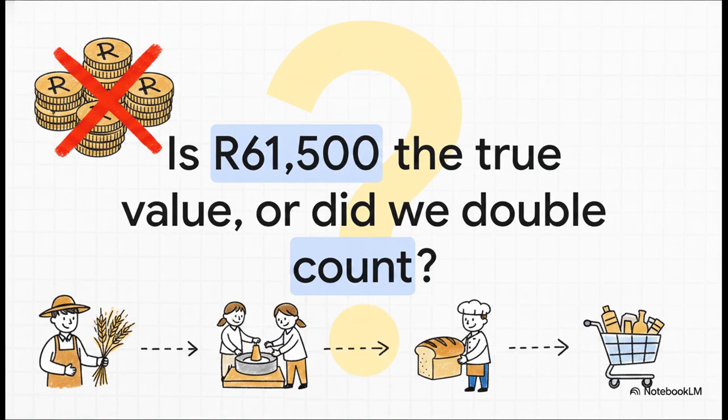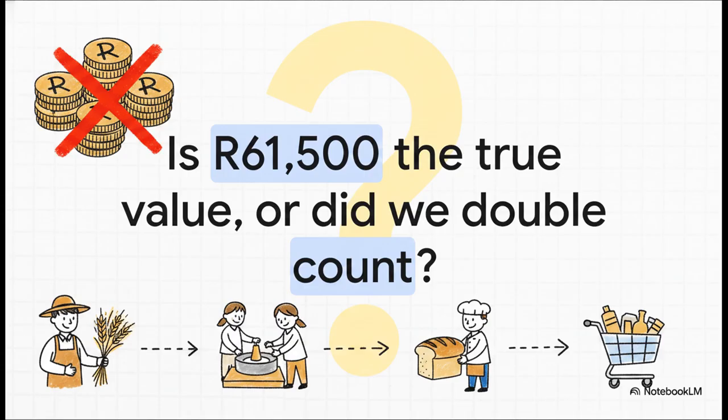So, here is the multi-million-dollar macroeconomic question. Is 61,500 rands the true value of production that we should add to our GDP? Well, the answer is a resounding no. If we use that number, we're falling into a fatal flaw of economics, double counting. Think about it. The price of the baker's bread already includes the price of the miller's flour, which already includes the price of the farmer's wheat.